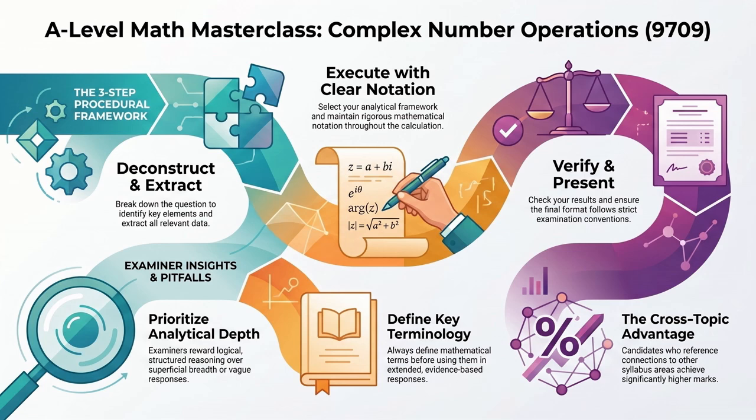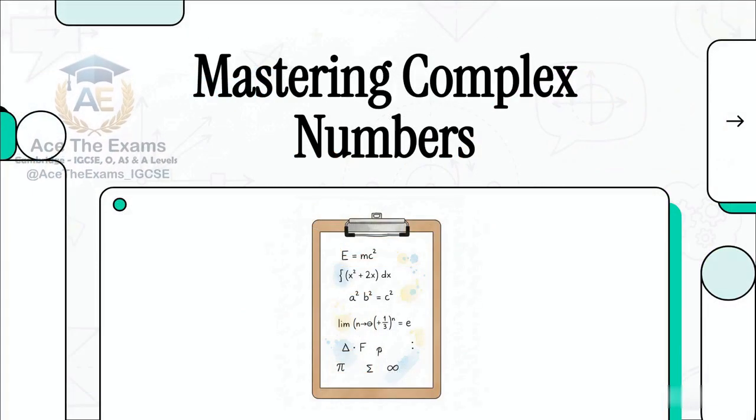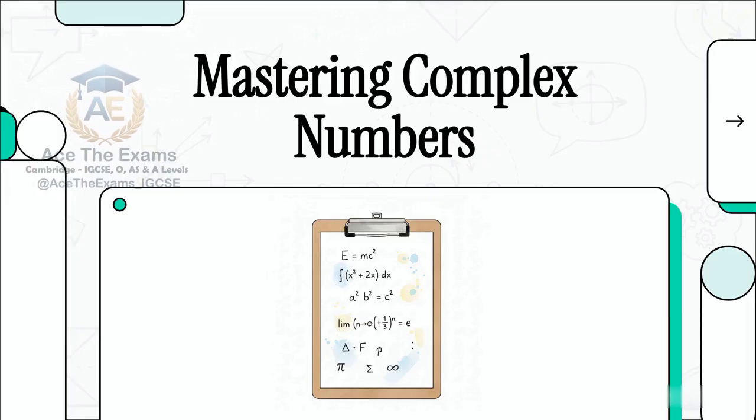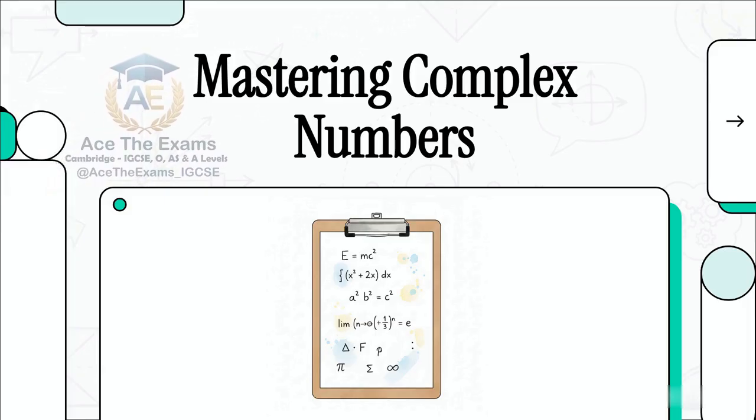Welcome to this explainer. Today, we are cracking wide open the Cambridge Principal Examiner reports to help you completely master what can be a notoriously tricky area of the Mathematics 9709 AS and A-level syllabus. We're talking about the addition, subtraction, multiplication, and division of complex numbers.